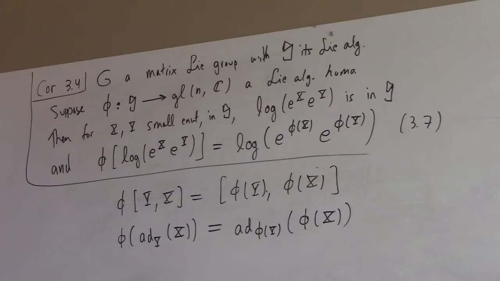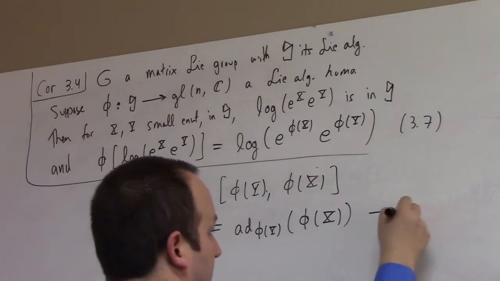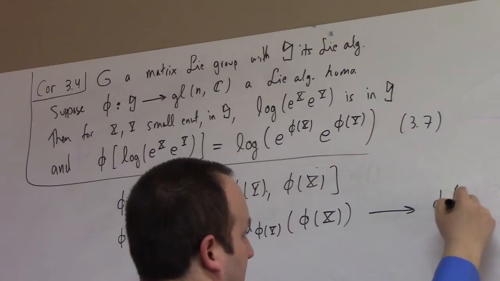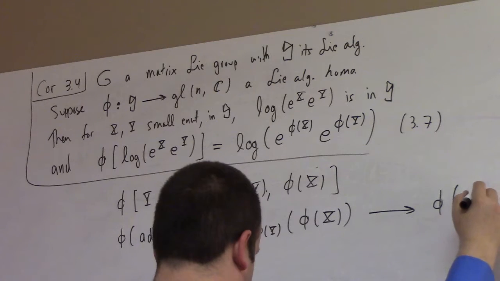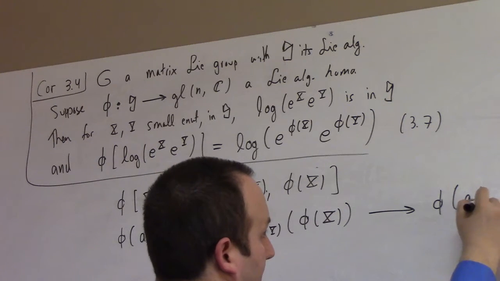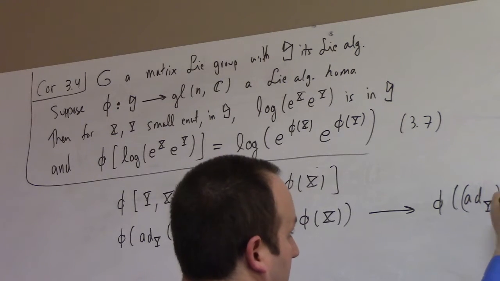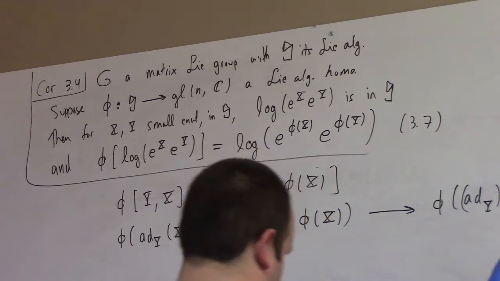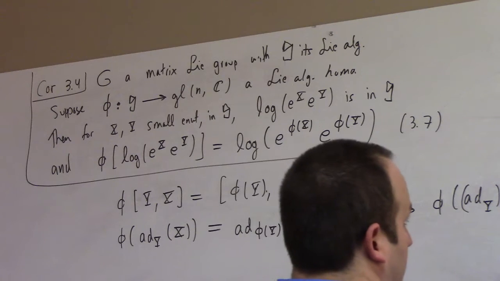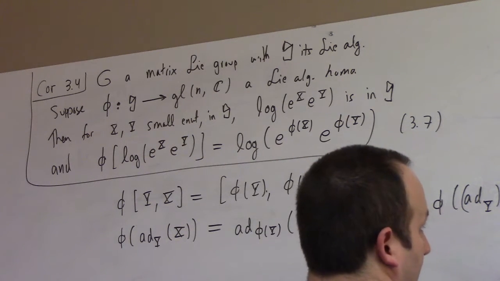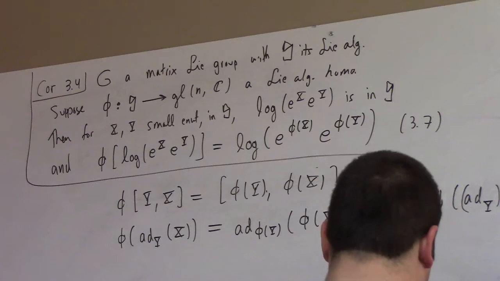And then you can bump that up a notch. More generally, you have phi of the n-fold application of the adjoint of y acting on x is the n-fold adjoint of phi of y acting on phi of x.